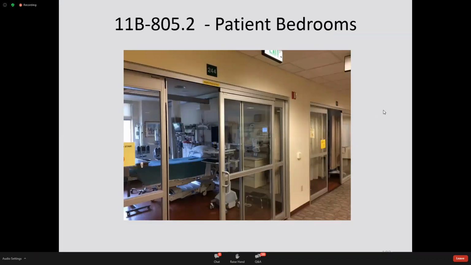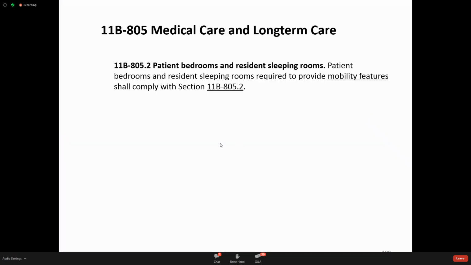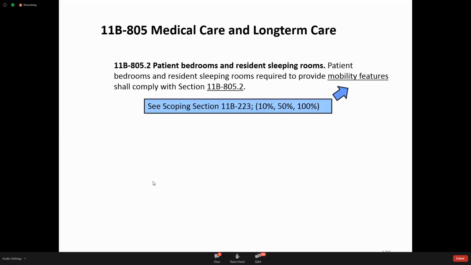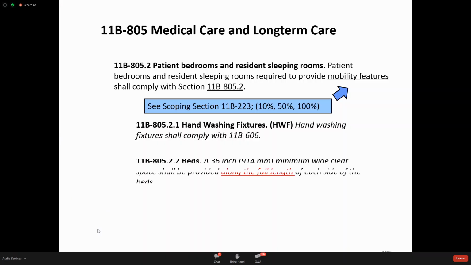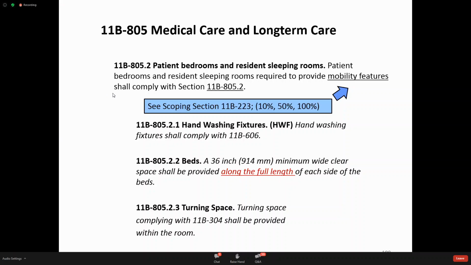So this is patient bedrooms. The specific accessibility requirements for patient bedrooms. There's not a lot to it. The scoping we saw earlier this morning, that's referring to mobility features like we talked about. Those of you that have done hospital work probably know these by heart. The subsections are hand washing fixtures, beds, and a turning space.